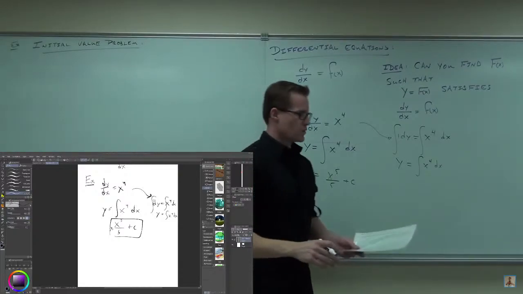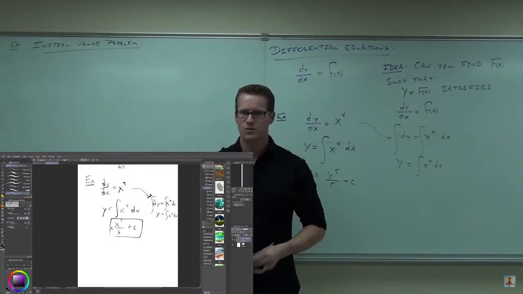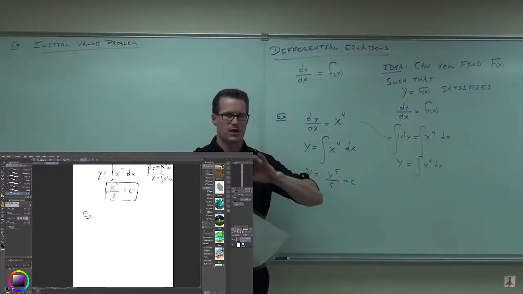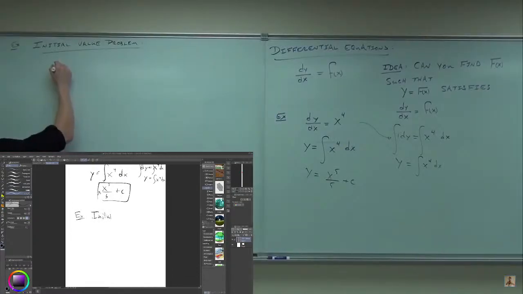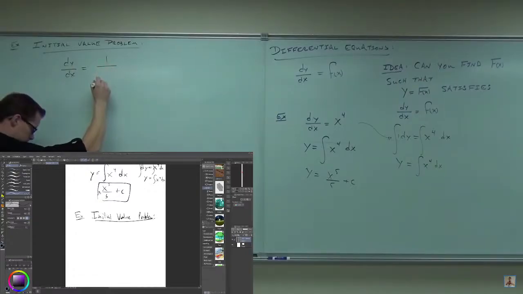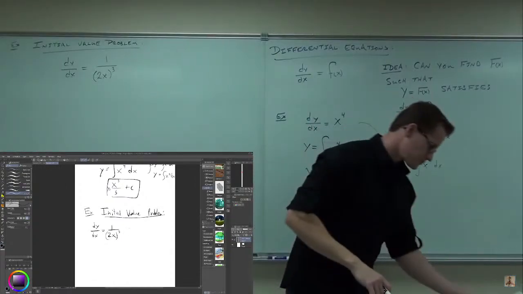This is basically when you only need one solution based on some initial condition. So this is a family of solutions right here. We're going to say, well, we only need one. We need something to fit a specific purpose, and that's what we're going to do here. So basically, here's an example. If you have dy/dx equals 1 over 2x to the quantity cubed.